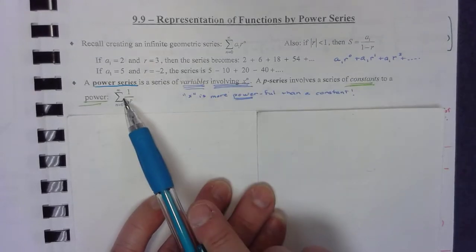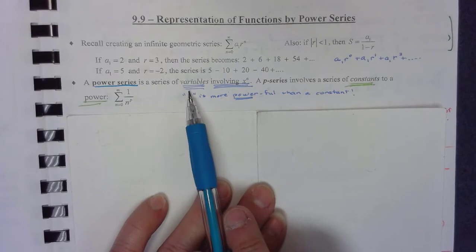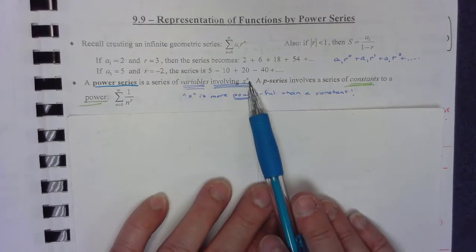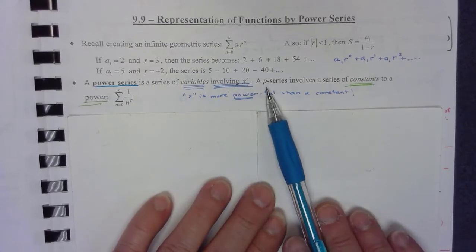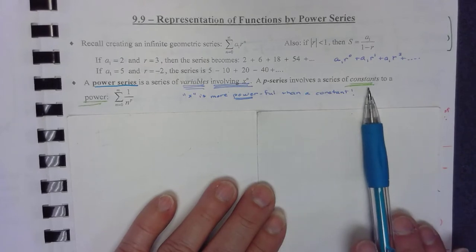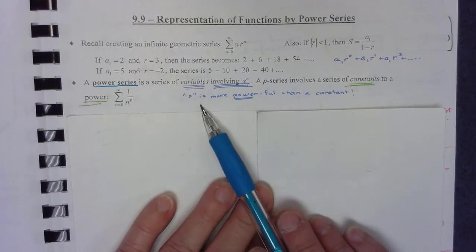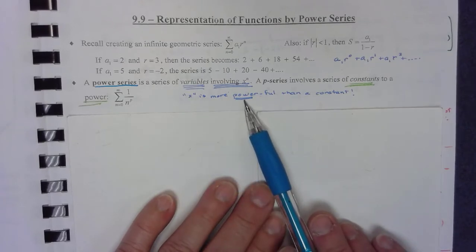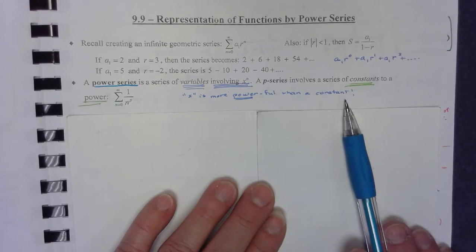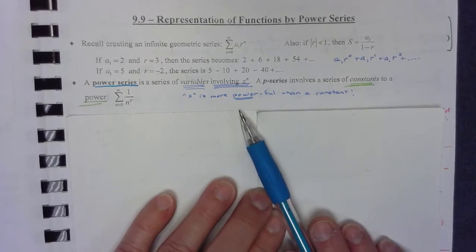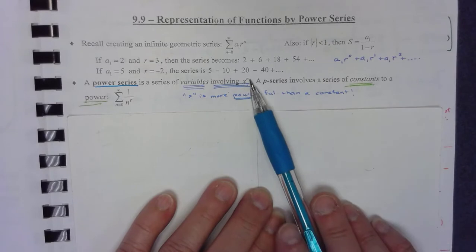A power series is a series of variables involving x to the n. Now let's remember, a p series involves a series of constants to a power. That's a p series. This is not a power series. X is more powerful than a constant. Okay? X is more powerful than a constant. X to a power.